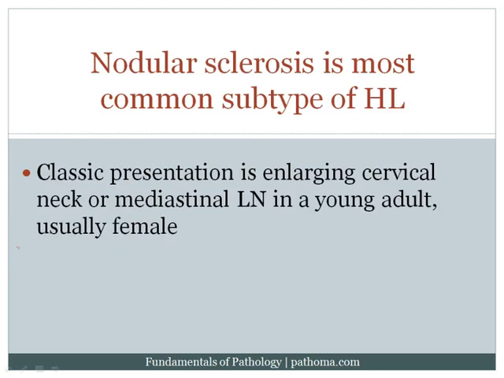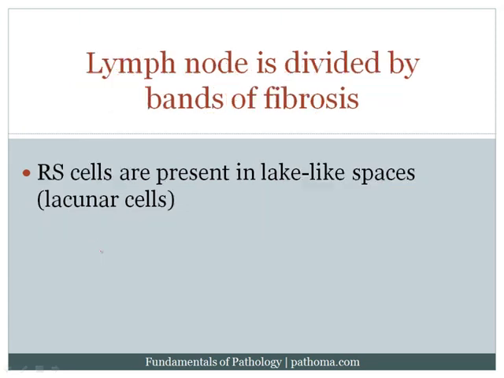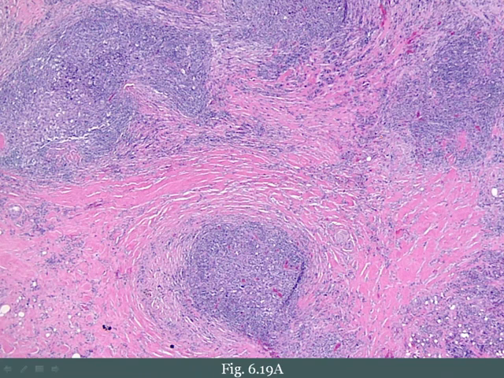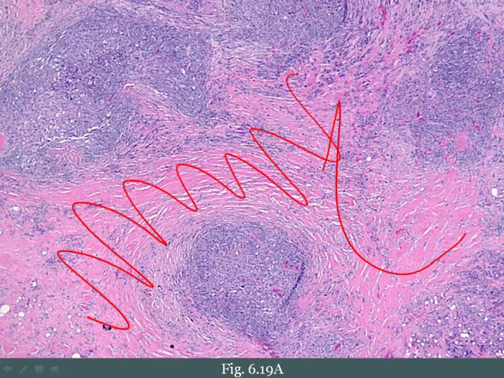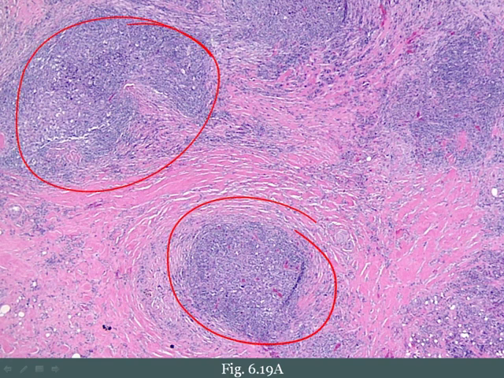The most common subtype, as I've already explained, is nodular sclerosis subtype. The classic presentation is that the patient has an enlarging neck lymph node or an enlarging mediastinal lymph node and is usually a young female. Biopsy is then performed, and the biopsy reveals a lymph node that is divided by broad bands of fibrosis. And this is the classic histology on low power. This is a picture of a lymph node, and you can see that there are these broad pink bands of fibrosis, as I'm outlining here. And these broad pink bands of fibrosis are cutting the lymph node into these nodules. And so that's nodular sclerosis subtype.